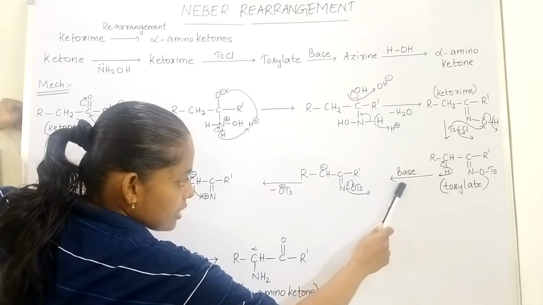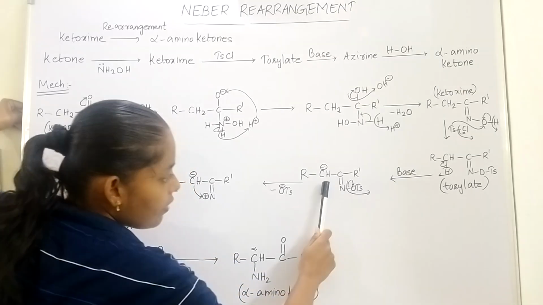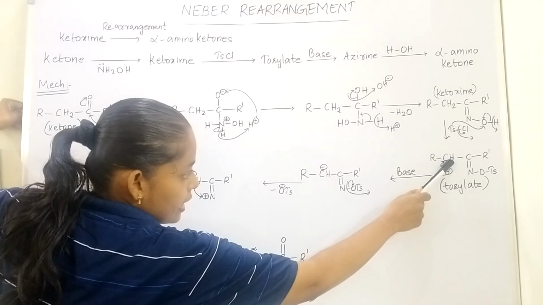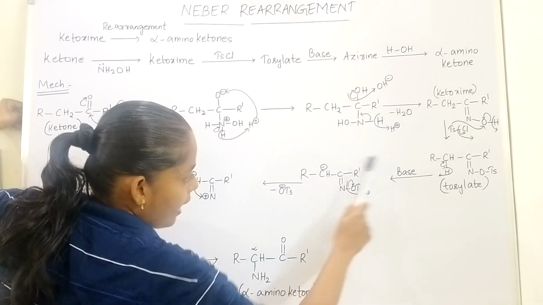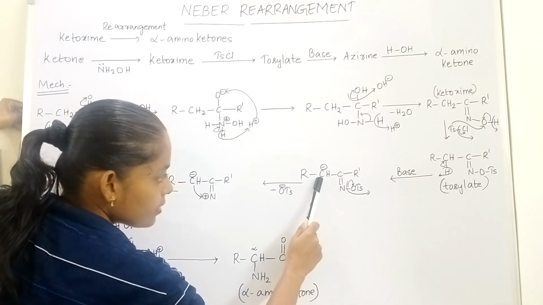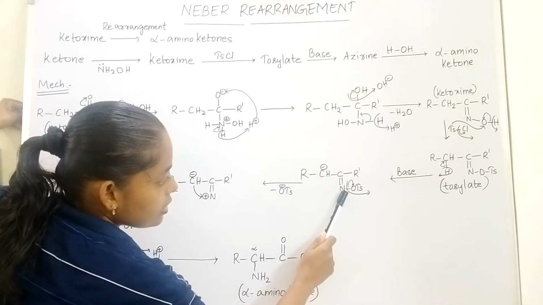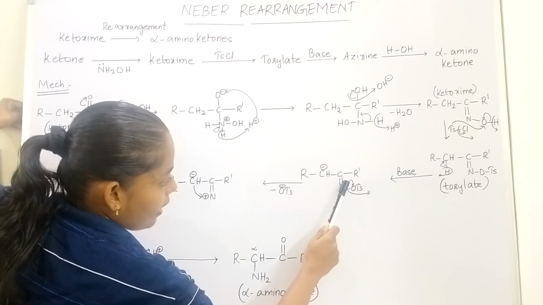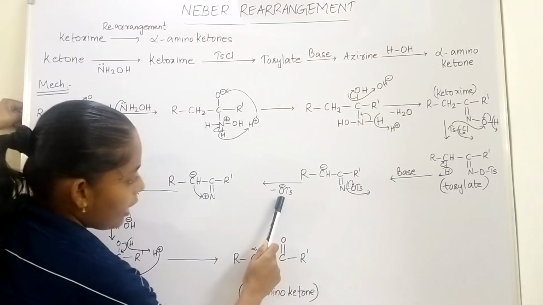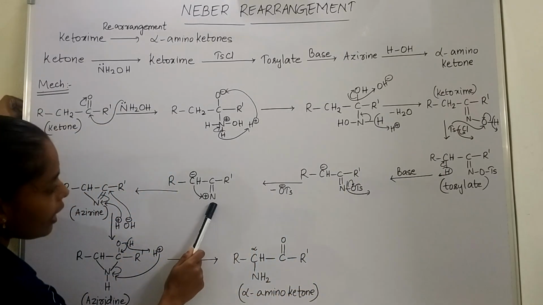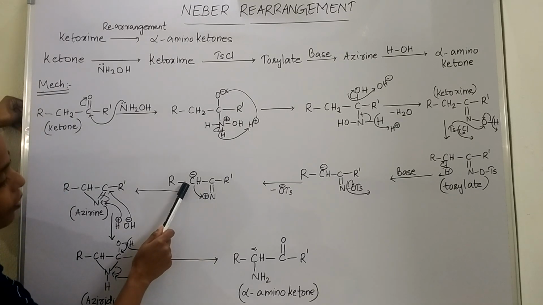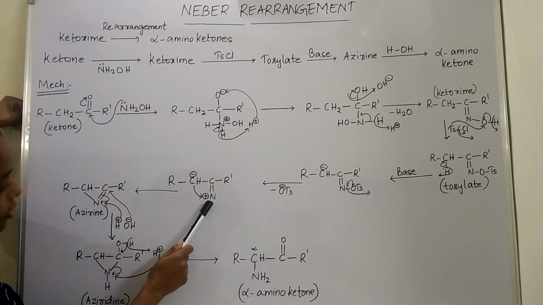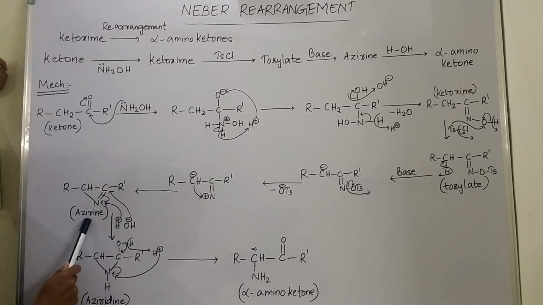This tosylate in presence of base will give us this structure, where the carbon here will take the electrons from hydrogen and will leave hydrogen as H+ and will get a negative charge on it. In this structure, oxygen will take the bond from nitrogen and will leave as OTs-. Now the nitrogen here is having a positive charge. Now a bond is formed between the negatively charged carbon and the positively charged nitrogen, giving us azirine.